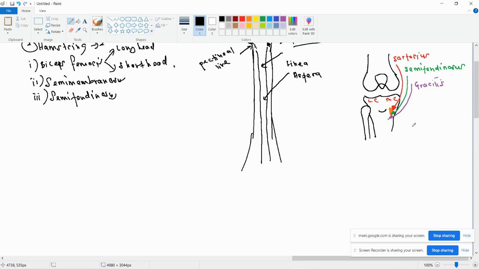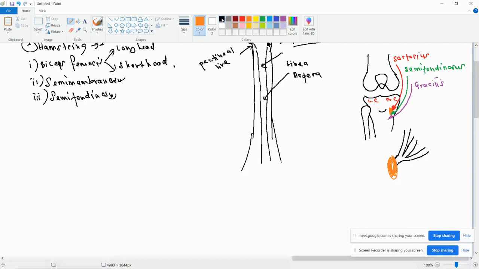So what you can see here, class, for example, this is the tendon of sartorius, this is the tendon of semitendinosus, and this is the tendon of gracilis. Basically, these tendons will join together, class, and attach where? Attach at this region. Which is this region, you refer to what, class? You refer to the inferior surface of the medial condyle of the tibia.